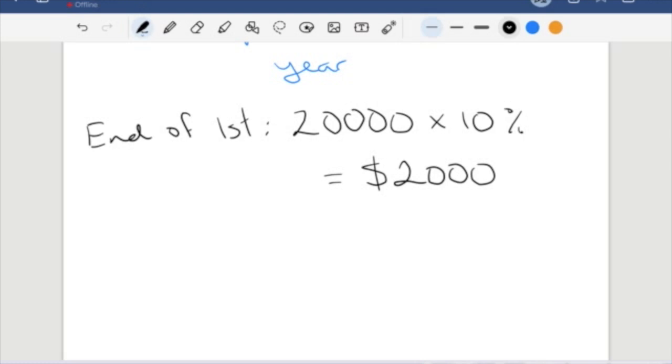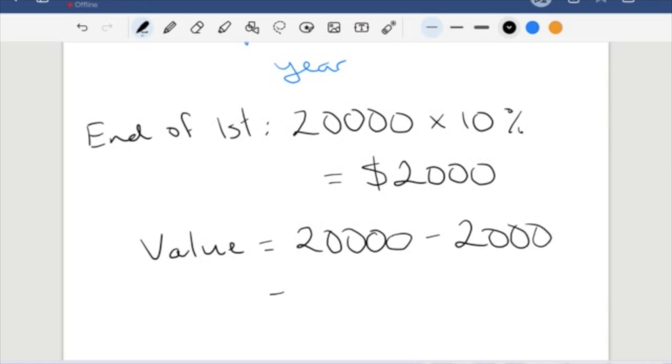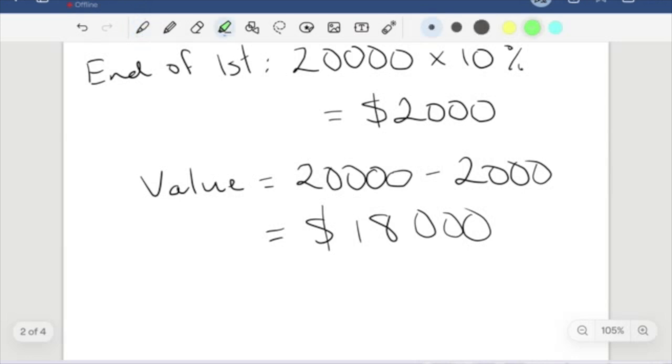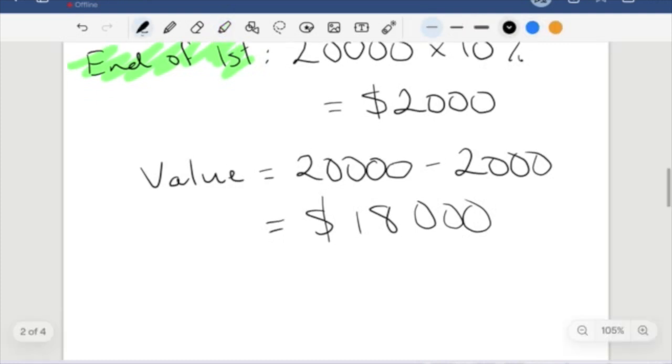So the price, its value, actually, I'll write value instead of price. Its value is going to be 20,000 and it's gone down by $2,000. So we're going to minus this. So the new price here is going to be $18,000. This is the price at the end of the first year. Now, its price has gone down, so when the next year begins, this 18,000 is my value at the start of the second year.